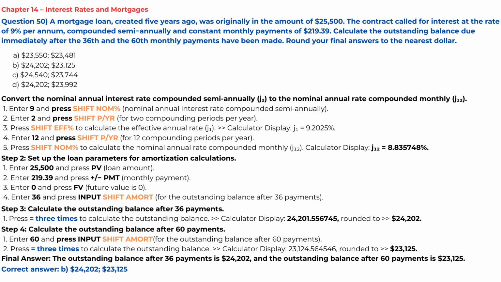Step 4. Calculate the outstanding balance after 60 payments. Enter 60 and press Input Shift Amort for the outstanding balance after 60 payments. Press equal sign 3 times to calculate the outstanding balance after 60 months. Calculator displays 23,456.4546, rounded to $23,125. Final answer. The outstanding balance after 36 payments is $24,202, and the outstanding balance after 60 payments is $23,125. Correct answer B, 24,202 and 23,025.